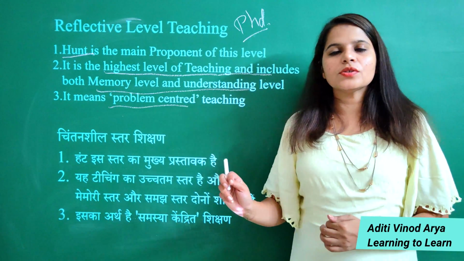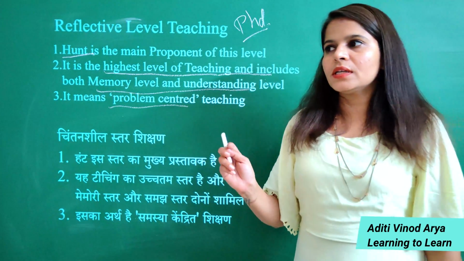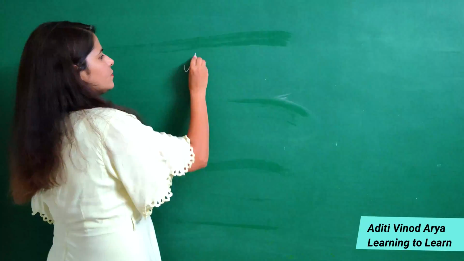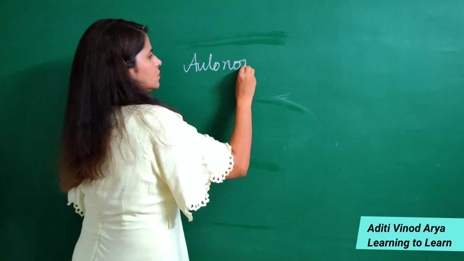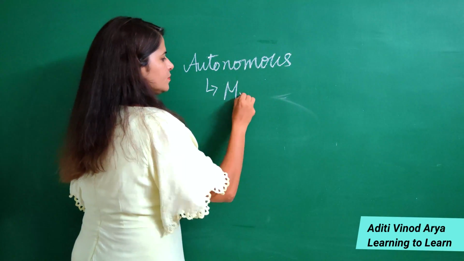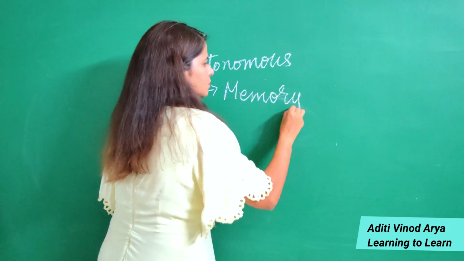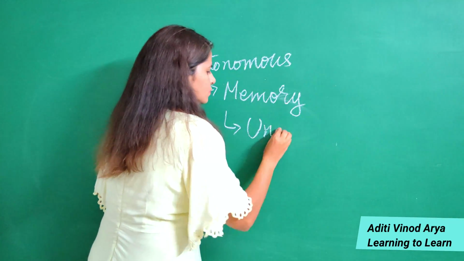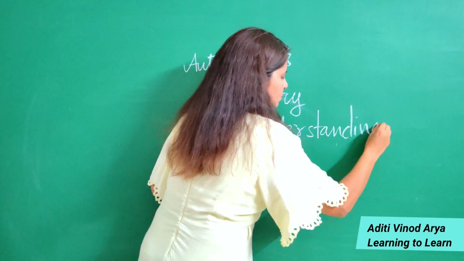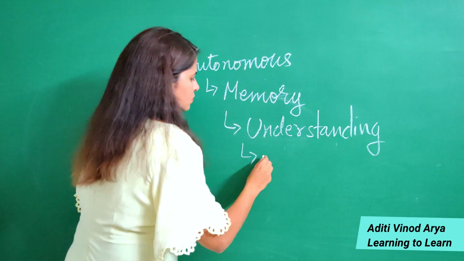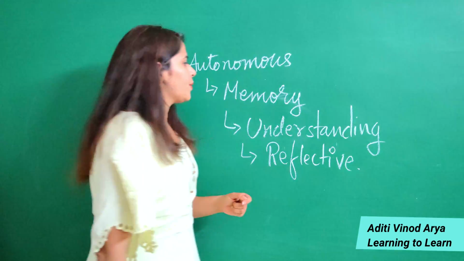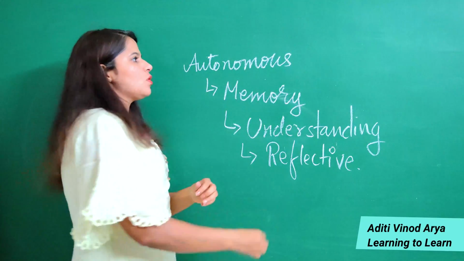Okay, now let me move forward and give you a basic detail about all three, including the autonomous level. Autonomous level, after autonomous level we'll have memory level. Okay, so autonomous level is the basic level. This is also known as natural learning.